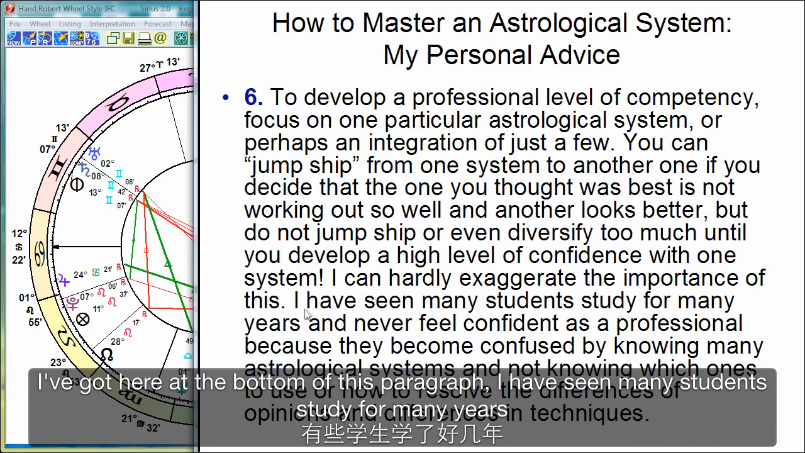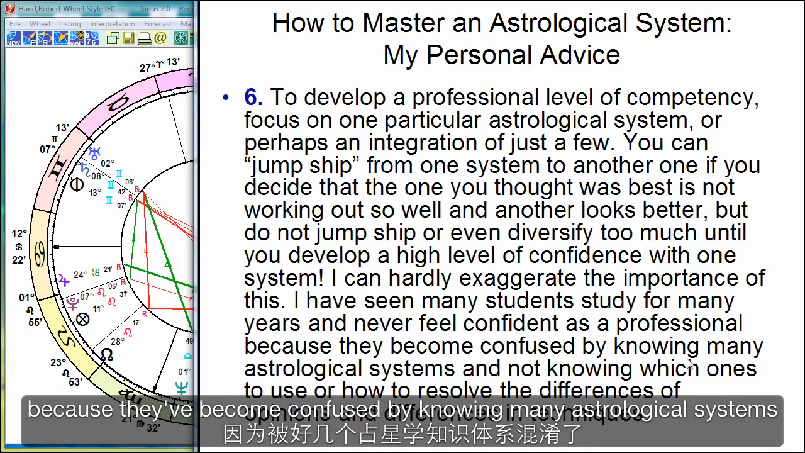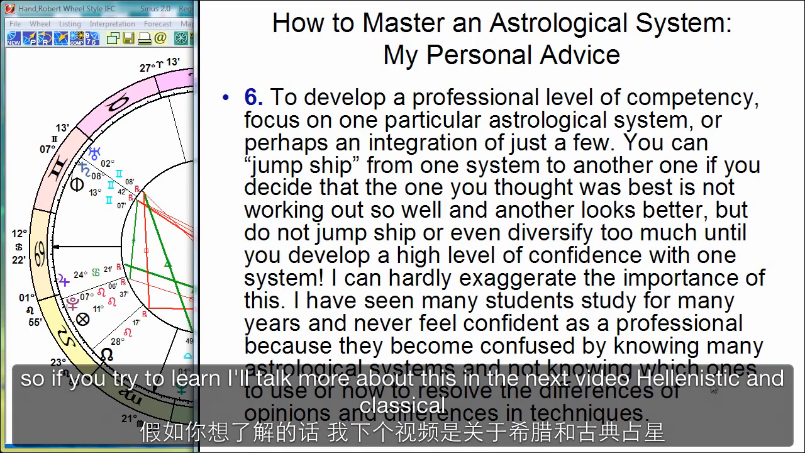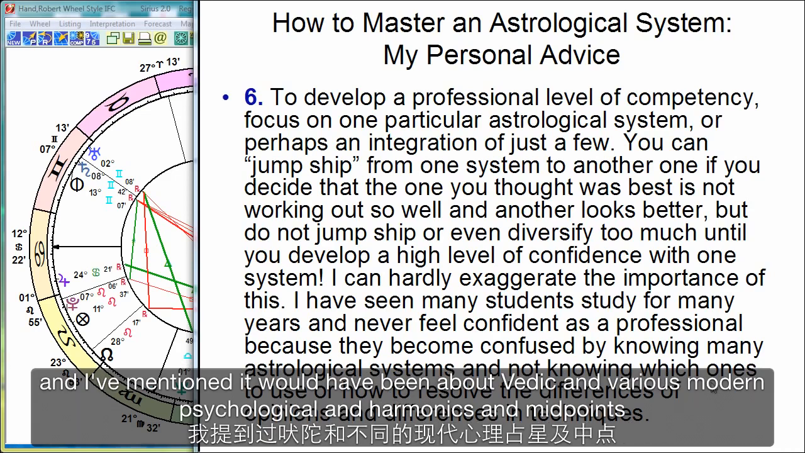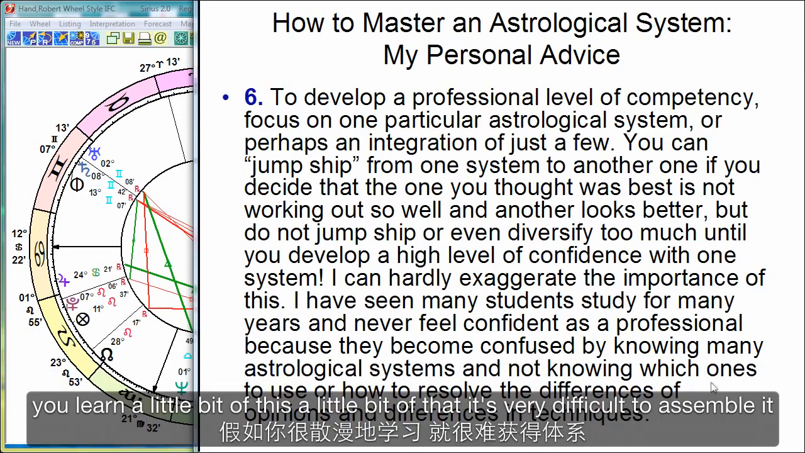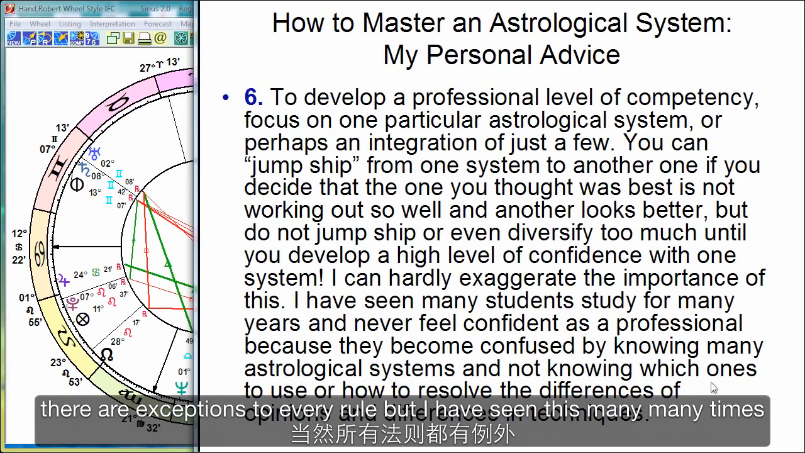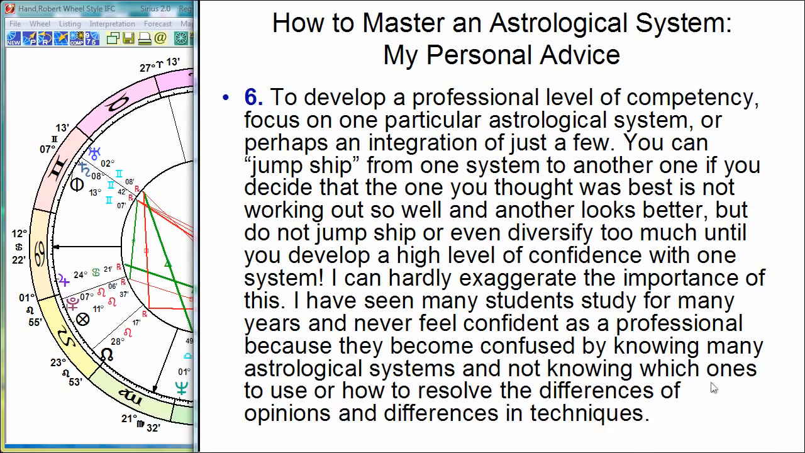I've got here at the bottom of this paragraph, I've seen many students study for many years and never feel confident as a professional because they become confused by knowing many astrological systems and not knowing which ones to use or how to resolve the differences of opinions and differences in techniques. I'll talk more about this in the next video: Hellenistic and classical, and I've mentioned a little bit about Vedic and various modern psychological and harmonics and midpoints. You learn a little bit of this, a little bit of that, and it's very difficult to assemble it to be able to practically use the information. There are exceptions to every rule, but I've seen this many, many times.